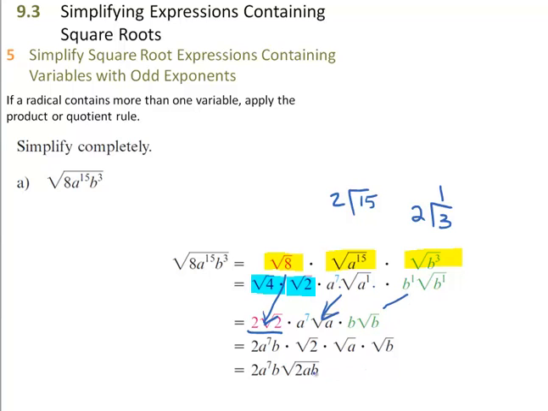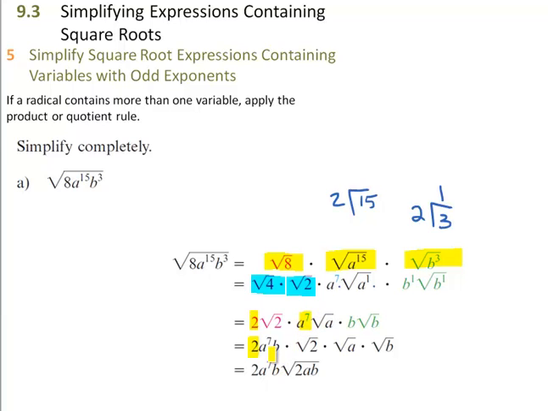Once you get to this, you can put them all back together. And remember, there's a certain order we like to do. We like to have whole numbers first and then what's inside the radical. So we'll have the 2 from here. Let me just do something really quick. I want to show you. We'll have the 2 from here, carries down to there.